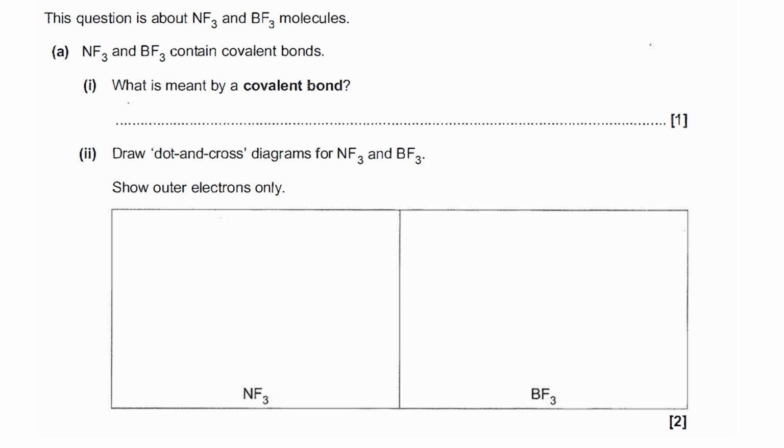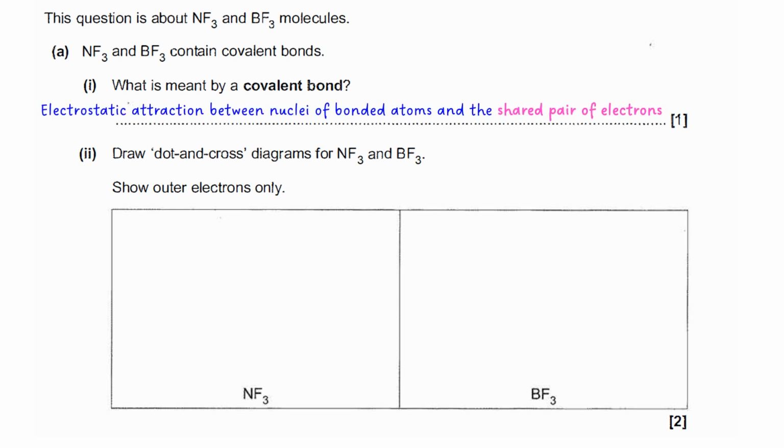So the first thing that comes up quite a lot prior to having to draw a dot cross diagram is to define what is meant by a covalent bond. Now at A-level, the updated version over and above GCSE is the electrostatic attraction between the nuclei of the bonded atoms and the shared pair of electrons. But the key part of this is still the shared pair of electrons idea, which came from GCSE.